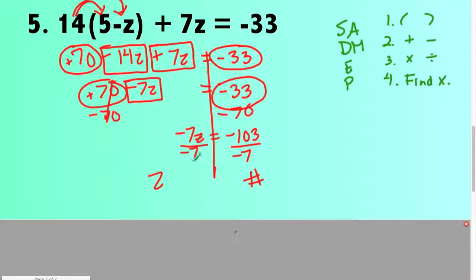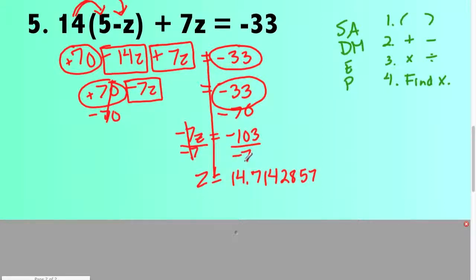You're going to divide by negative 7, and these cancel out. So you're left with z equals, and then let's see if we can put it in, I don't think you can, but we'll put it in the calculator anyway. Negative 103 divided by negative 7 gives you 14.7142857.